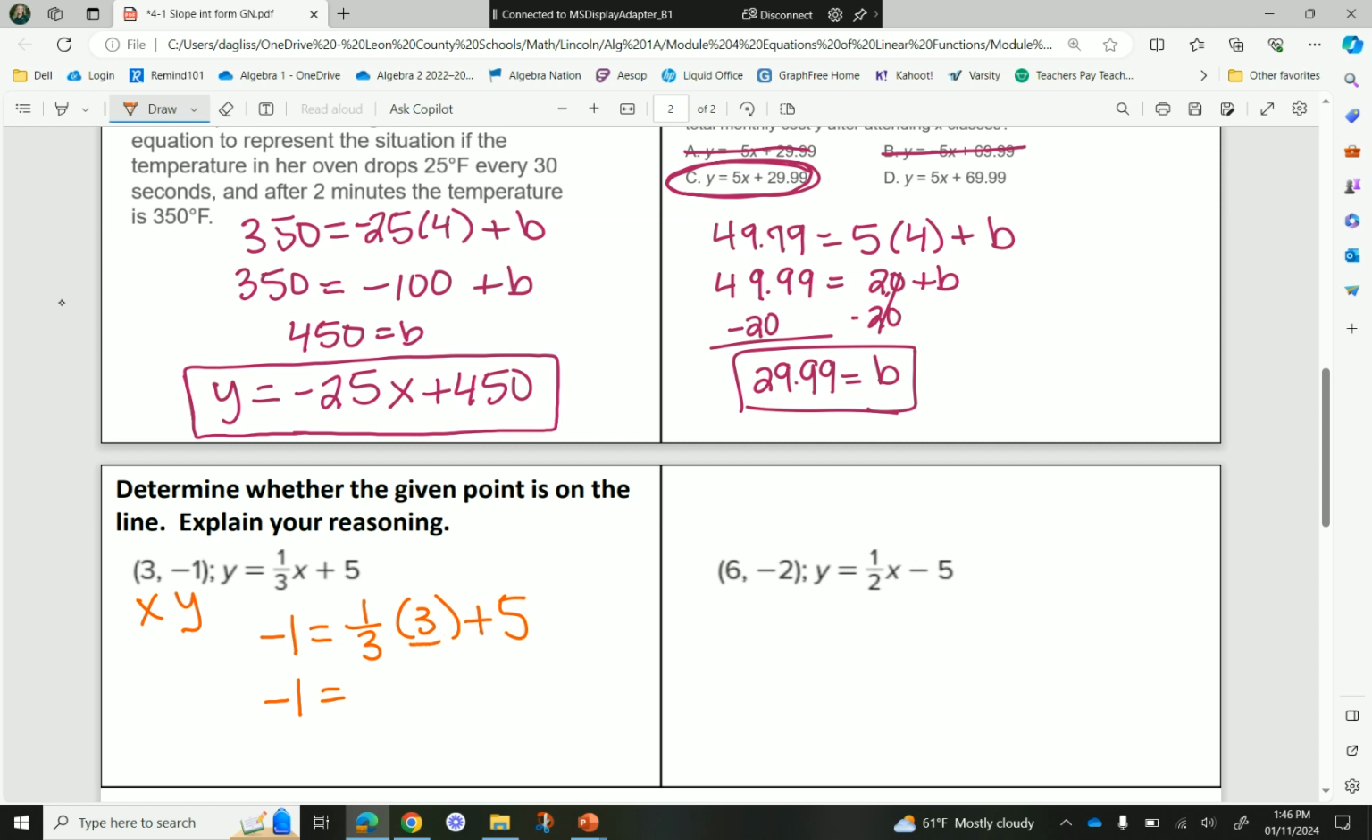What if I did this? It becomes 3/3, which is 1 whole, just 1. So this becomes a 1 plus 5, and what's 1 plus 5? 6. Is that -1? Is that the same thing? No. Okay. So we're going to say no. So the point (3, -1) is not on that line.